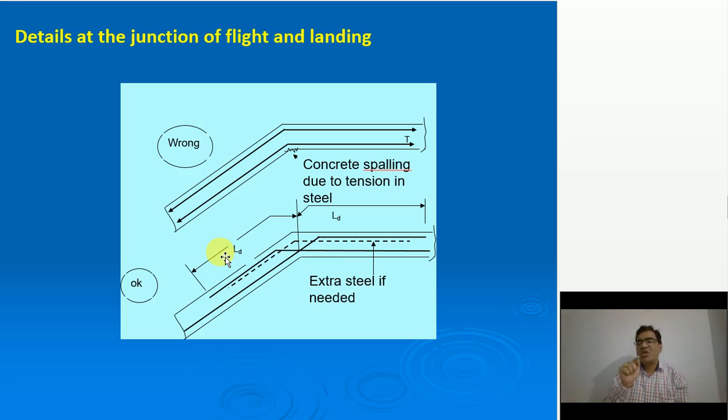So at the first junction of landing to the flight, it is not necessary to provide a scissor connection. In fact, do not provide one. But at the second junction, in between the going and the landing, you have to provide a scissor connection. We'll see that in the reinforcement detailing.